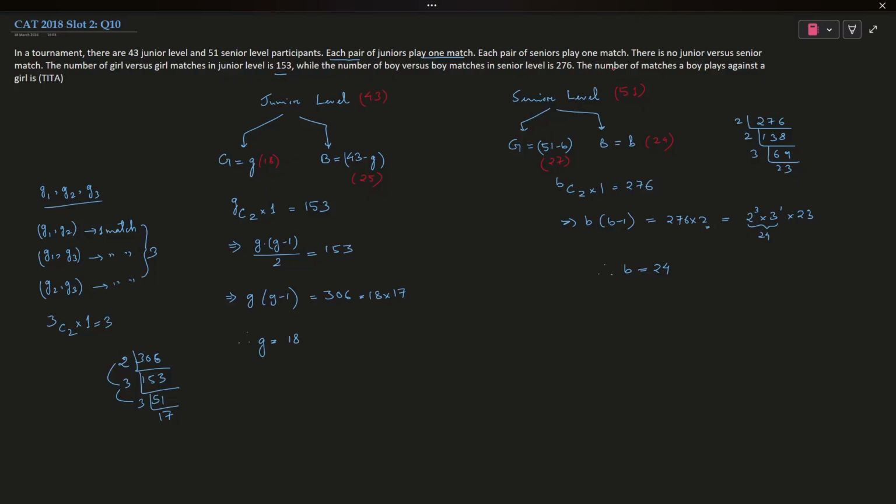I need to find the number. There is no junior versus senior match. The number of matches a boy plays against a girl. So the number of matches where a boy and a girl will play against each other. In the junior level there are 25 boys. So let's say these are the boys: b1, b2, b3, up to b25. These are the 25 boys from the junior level.